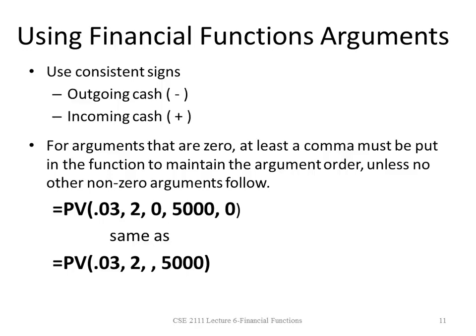Now, for arguments that are 0, at least a comma must be put in the function to maintain the argument order, unless no other non-zero argument follows. So, for example, I have the PV function here with an argument of 0.03, an argument of 2, an argument of 0, an argument of 5,000, and another argument of 0. My third argument in that function is a 0, so I don't have to put that 0 in there. I can just put a comma in as a placeholder, and the function assumes that's a 0. Likewise, if I have zeros at the end of the function, I don't have to put those zeros in.